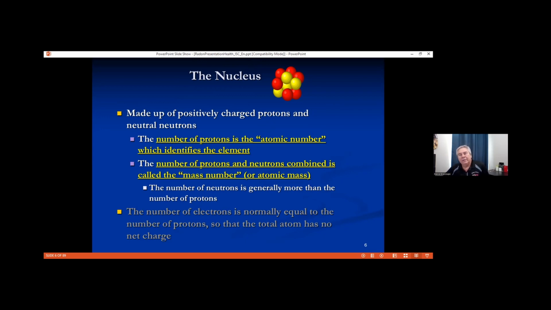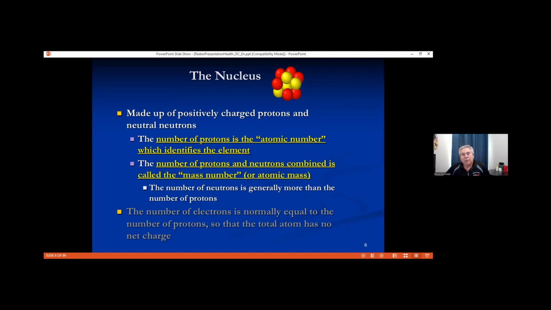In order for it to be considered a radon atom, it has to have 86 protons in the nucleus. If it has more than 86, or less than 86, it's not a radon atom. It's something else. So just remember that famous number, 86. In order for it to be called a radon atom, it has to have 86 of the little red marbles, or protons, in the nucleus.